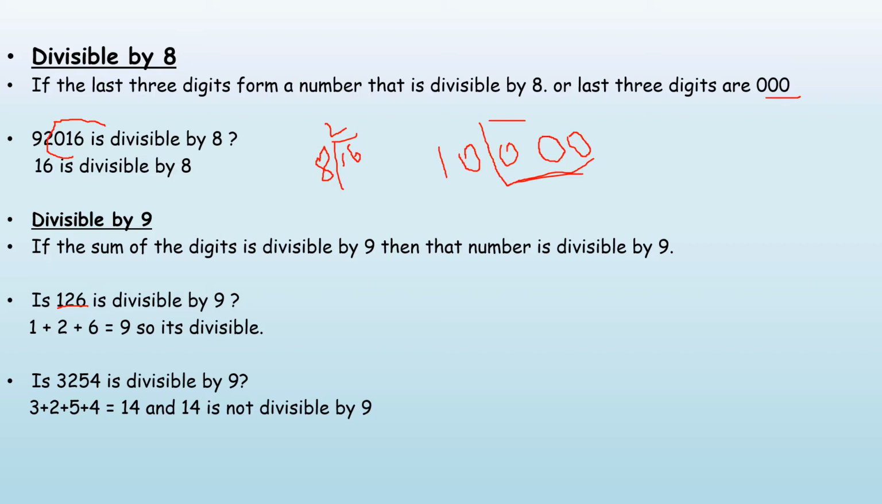Here, 3 plus 2 plus 5 plus 4 is equal to 14. So it is not divisible by 9. 14 divided by 9 is not possible; we will get a decimal. So it is not divisible by 9. So 3254 is not divisible by 9.